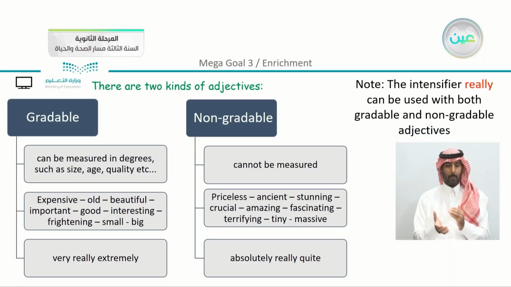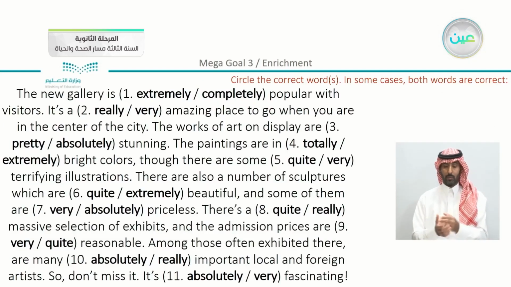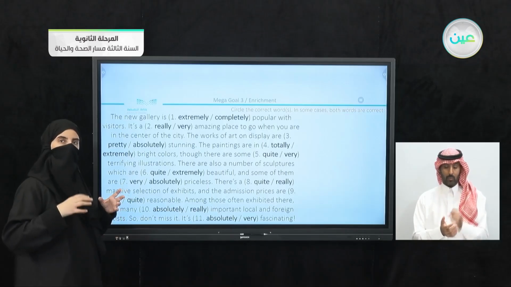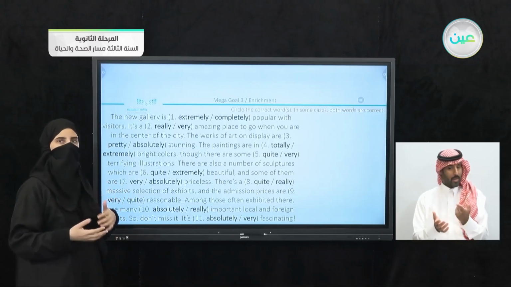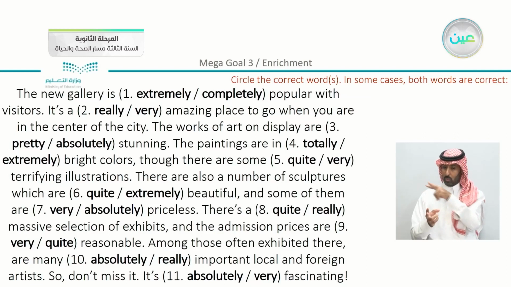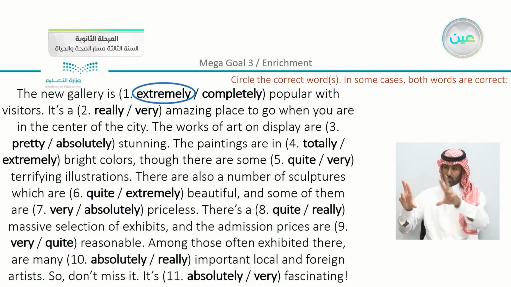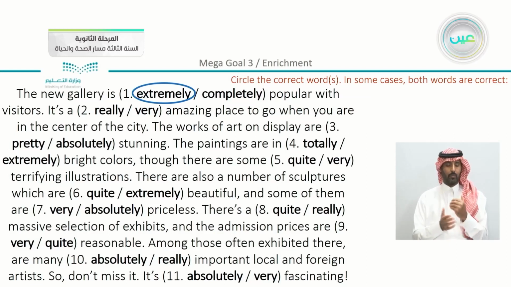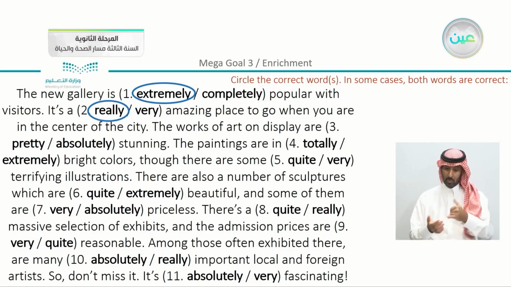Moving on, we have the exercise. So let's just do it very quickly here. Now, you do have to know or be sure of what type of adjective you have here. Now, the first thing, the new gallery is extremely or completely popular. We can say that it is extremely. With visitors, it is really or very amazing. Which one is correct? So we have here, it is really amazing place to go when you are in the center of the city. The works of art on display are pretty or absolutely stunning.